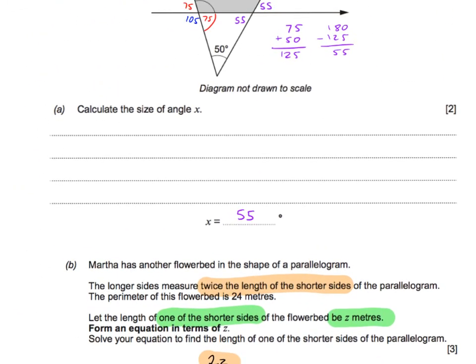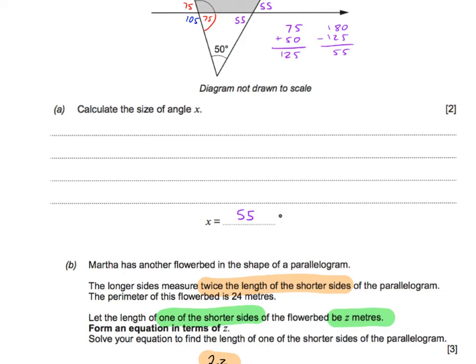We were asked another question here as well. It says, Martha has another flower bed in the shape of a parallelogram. The longer sides are twice the length of the shorter sides of the parallelogram. The perimeter of the flower bed is 24 metres. Let the length of one of the shorter sides be z metres. Form an equation in terms of z.